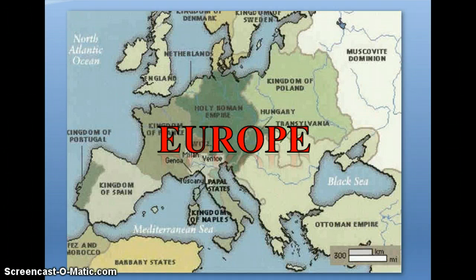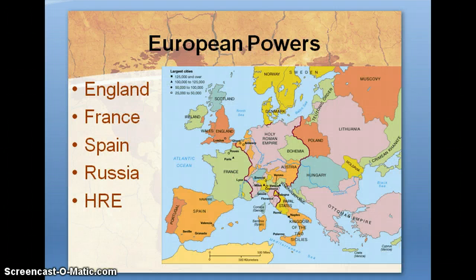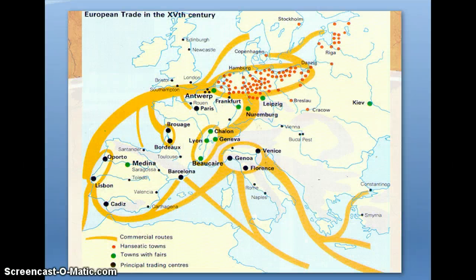Now, let's look at Europe quickly. We have 5 European powers that we're going to look at: England, France, Spain, Russia, and the Holy Roman Empire, which I abbreviate as the HRE just to make things a little bit easier. All right, I asked in your notes for you to look at this map and see what you think. Make sure you know where you are. Okay, find the boot of Italy, figure out what's water and what is land, figure out what are cities, okay, look at the key. And I want you specifically to figure out what you notice about the yellow lines, okay?